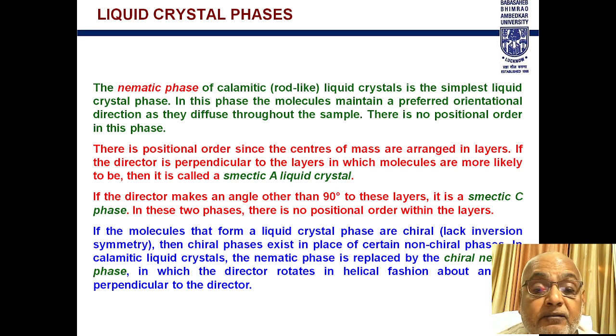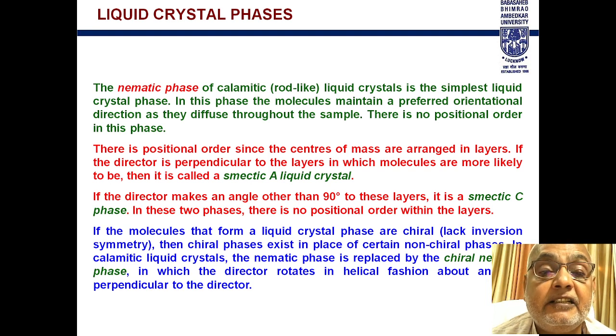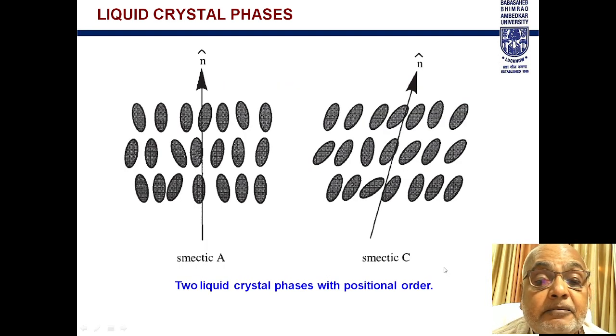If the molecules that form a liquid crystal phase are chiral, that is, lack inversion symmetry, then a chiral phase exists in place of certain non-chiral phases. In a calamitic liquid crystal, the nematic phase is replaced by the chiral nematic phase, in which the director rotates in a helical fashion about an axis perpendicular to the director. This is a typical example of smectic A and smectic C with the positional order.